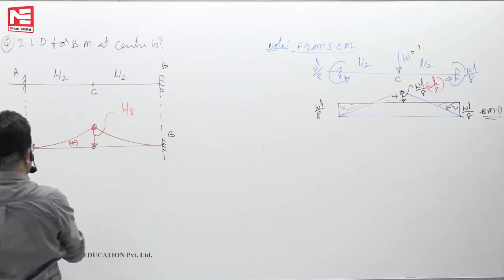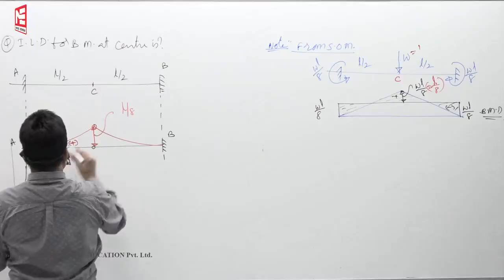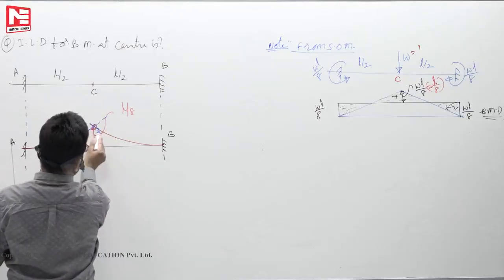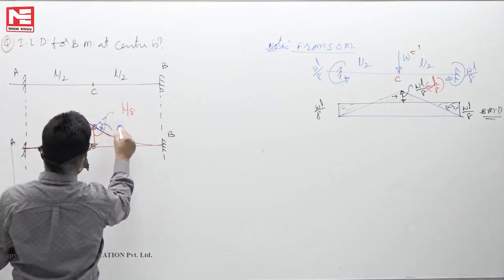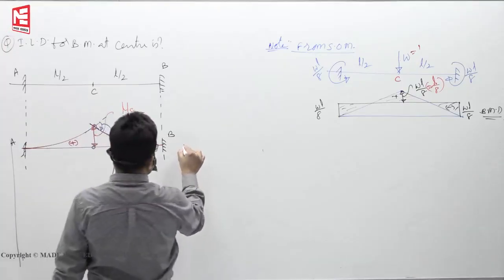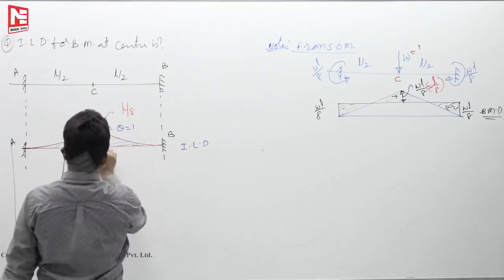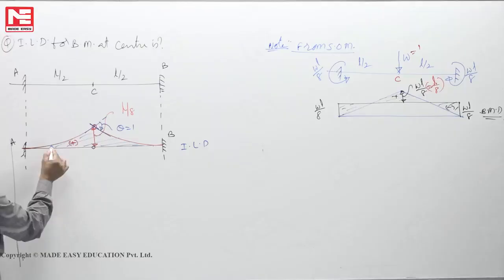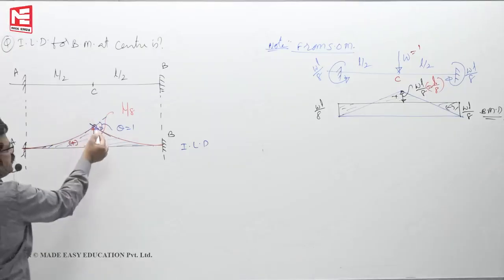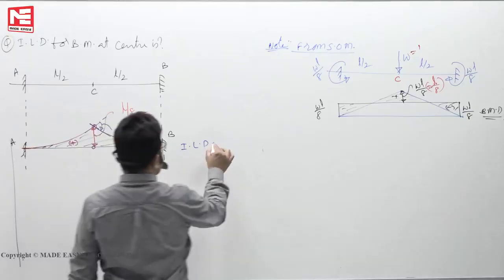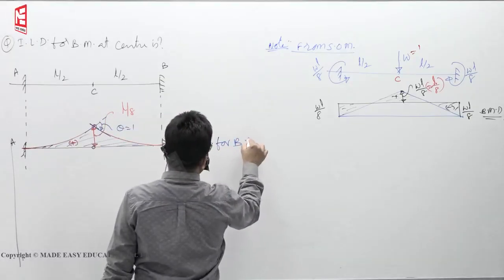If I lift it by L by 8, the angle between the tangents, drop a tangent here, drop a tangent here, this theta automatically becomes 1. This is your ILD. One of the options is like this. In Engineering Services, they ask like this. Instead of lifting it, they pushed it down, but they put plus. You lift it up or down, but as long as you are putting the plus sign, no issue at all. This is the ILD for bending moment at C.